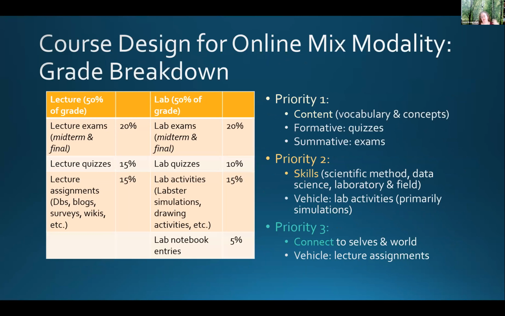And so from my point of view, we basically have three priorities in these classes. The first is the content. These are the foundational vocabulary and concepts.